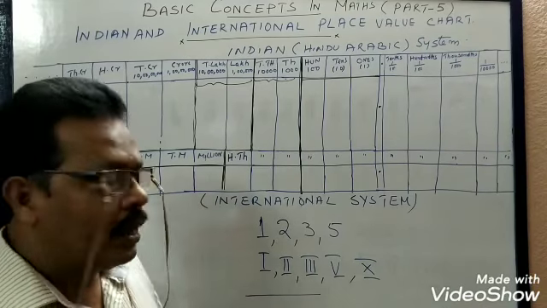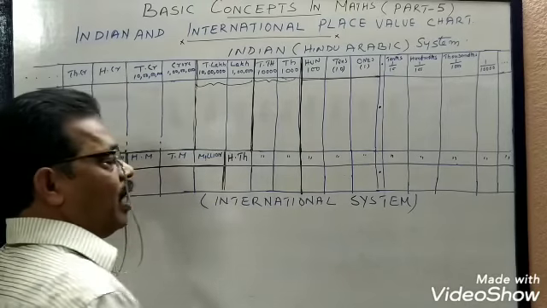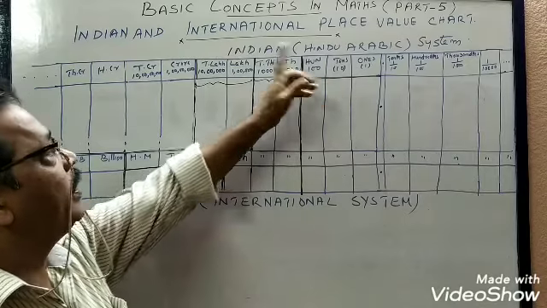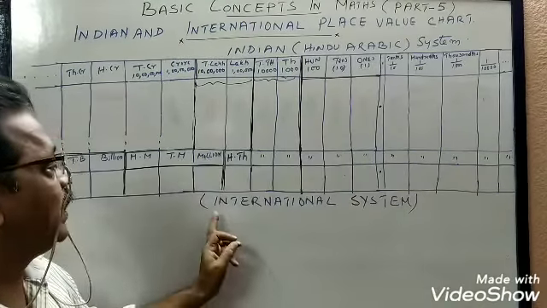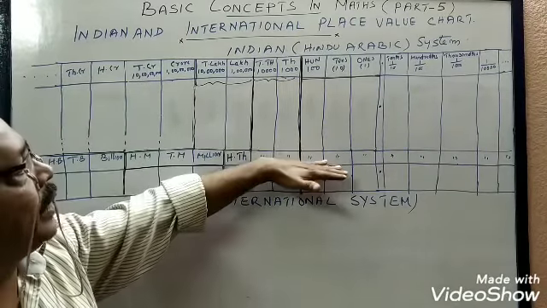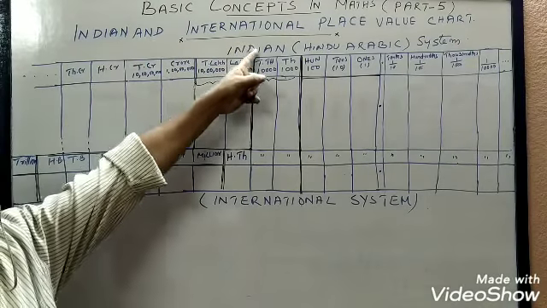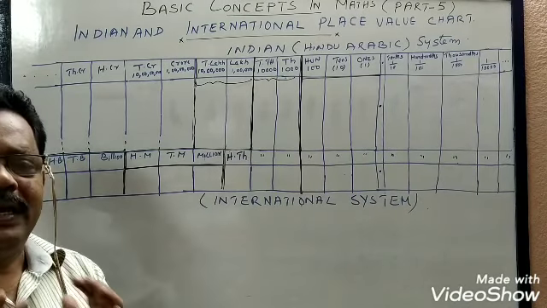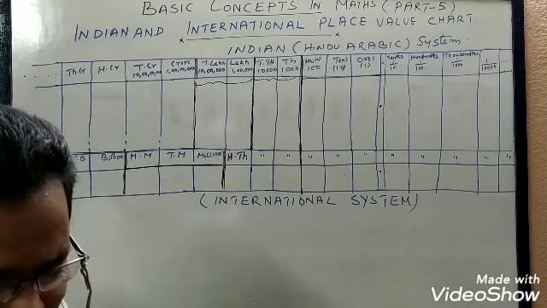Now in this video, I am going to explain how to give a name to a number. I told you that there are two systems. One is called the Indian system of numeration, the Hindu-Arabic system of numeration, and the other is the international system of numeration. The Indian place value chart and international place value chart are shown in the same place so that you can compare the different place values in the Indian system as well as in the international system.